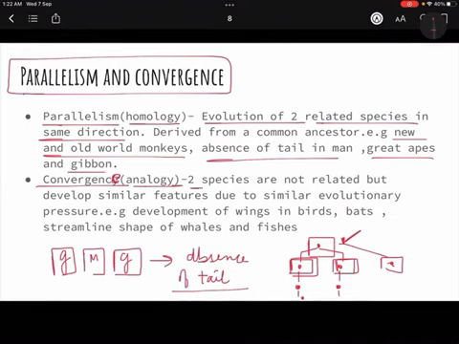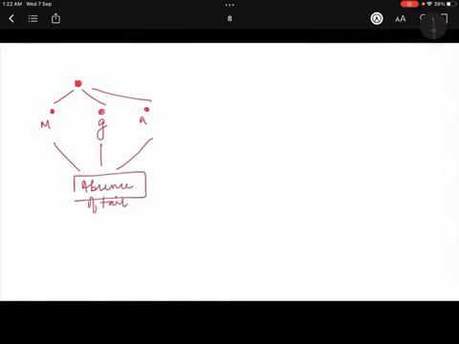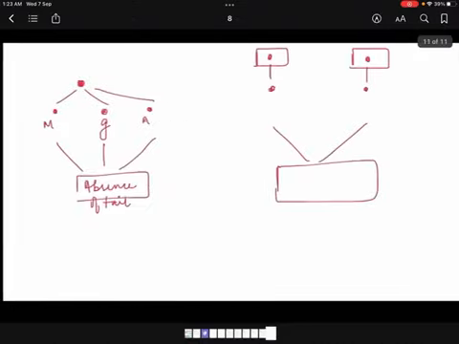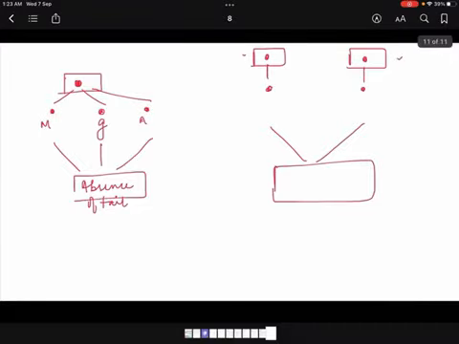Convergence, that is analogy. Now here two species are not related but develop similar features due to similar evolutionary pressure. Now what is it trying to say? This was parallelism, that they had the same ancestor. For example, this is man, this is gibbon, this is ape, and they developed a similar character, that is absence of tail, right? Now here this is one species, this is second species, which do not have a common ancestor. Ancestors are different, right? But still develop a similar feature. Here we have one common ancestor, here we have two ancestors but a similar feature.